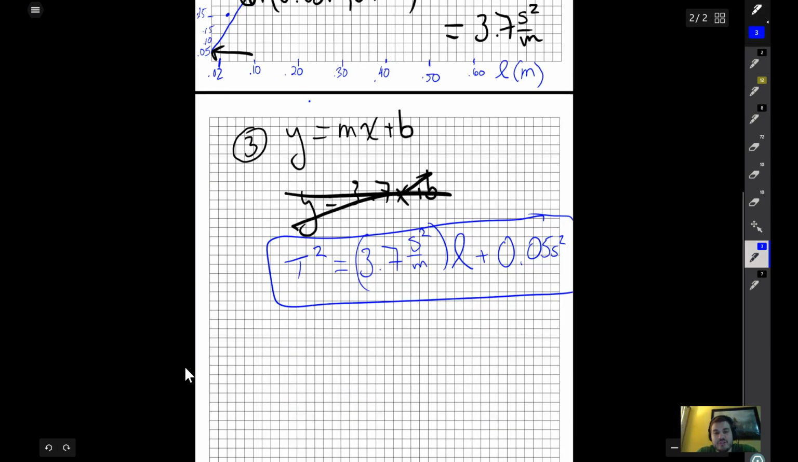This equation should have predictive power, right? I should be able to go, okay, if I have a pendulum with a length of 2 meters, what should the period of oscillation be? Based on this equation, I should be able to find that.